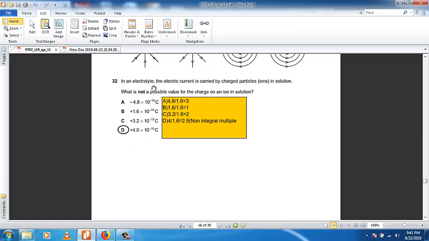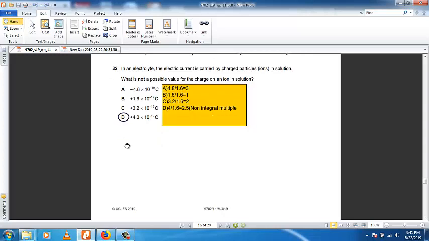Question number 32: in an electrolyte, the electric current is carried by charged particles in solution. Which is not a possible value for the charge on an ion in solution? So we just have to know that it is an integral multiple. 4.8 divided by 1.6 is three, it's integral; B is integral, C is integral, D is 2.5, it's not, so non-integral multiple, so D is the answer.